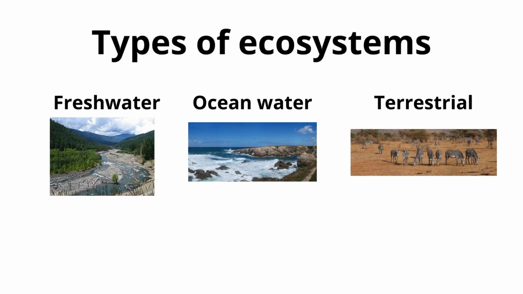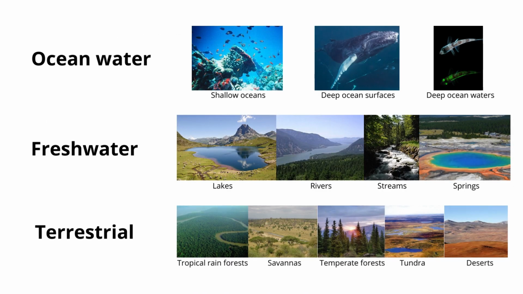Ecosystems are globally categorized in freshwater, ocean water, and terrestrial. Ocean ecosystems are the most abundant, since 70% of Earth's surface is covered by oceans. According with their depth, oceans' ecosystems can be divided in three: shallow oceans that include extremely biodiverse coral reef ecosystems, deep ocean surfaces, and deep ocean waters.